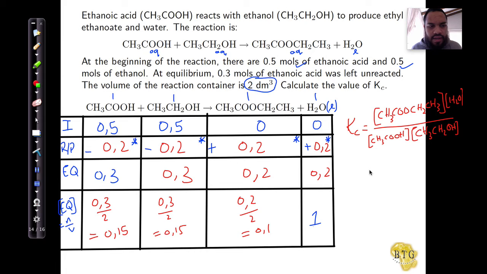Okay, and now let's substitute the actual values we found. Remember, this one here you can leave it out because it has a value of 1, but just to show you where the 1 is coming from, because of it being a pure liquid, it's not considered really for this calculation, but we'll write it in just so that you can see what it is. This one's going to be 0.1 because that's taken from here.